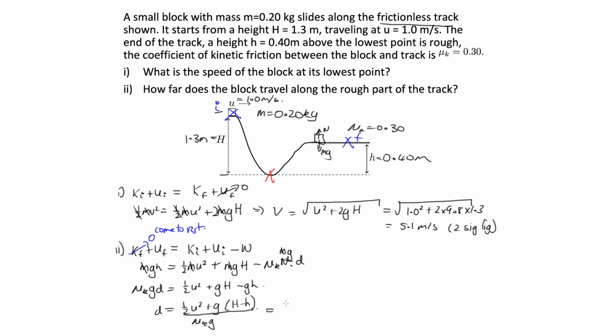Now that's fully simplified, so now we can substitute in our values. So we've got a half times 1 squared plus 9.8 times 1.3 minus 0.40 divided by 0.30 times 9.8. And solving that, we end up with 3.2 meters. So that's how far it travels along the rough part of the track.